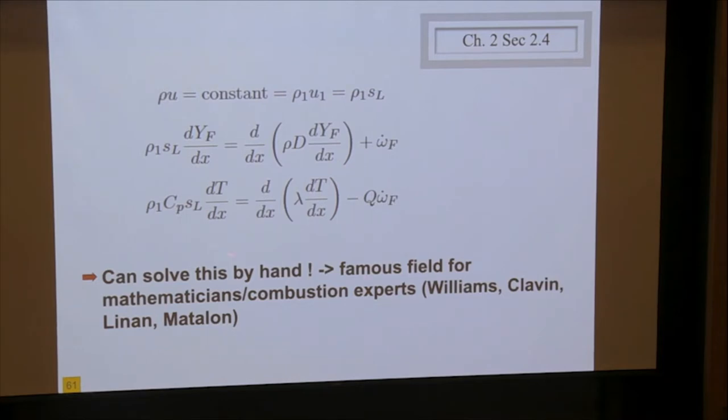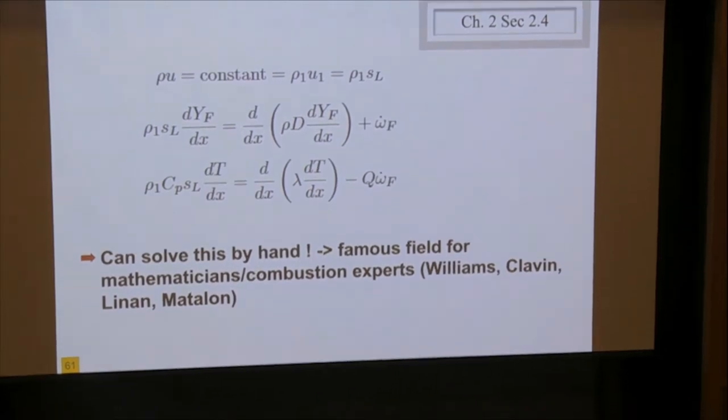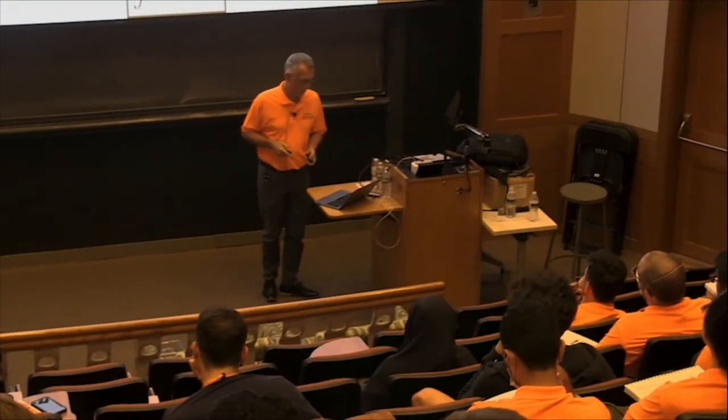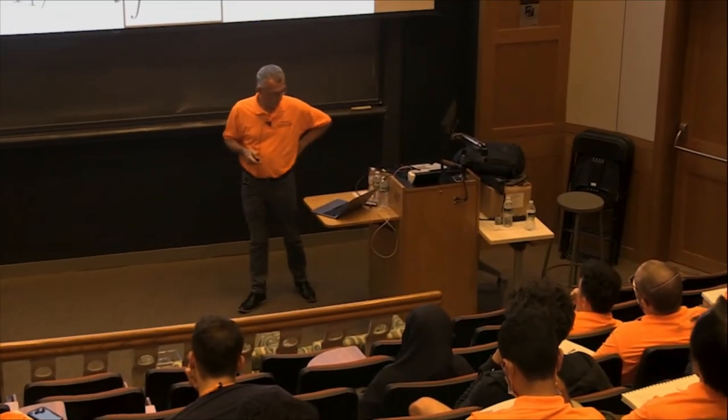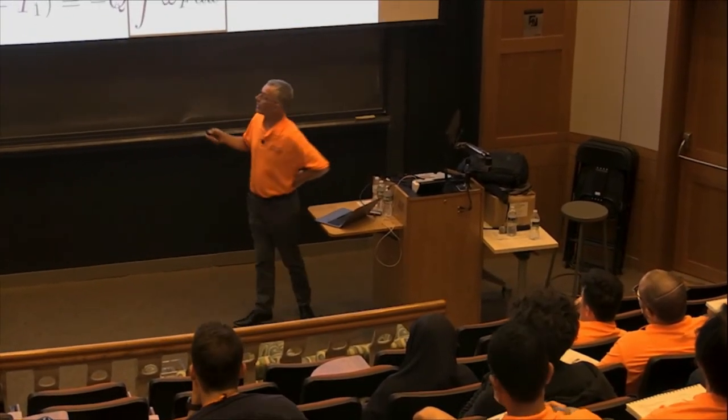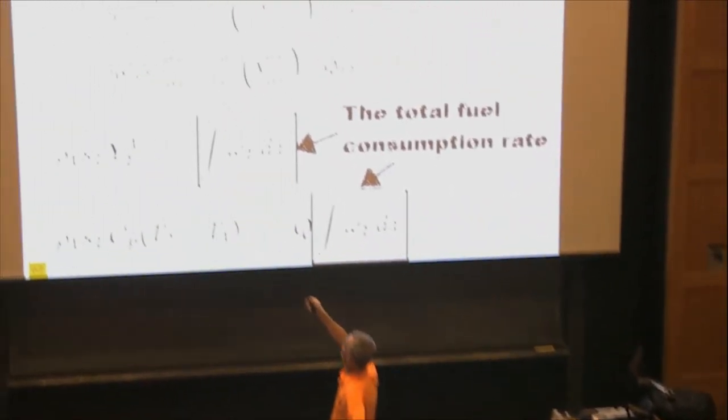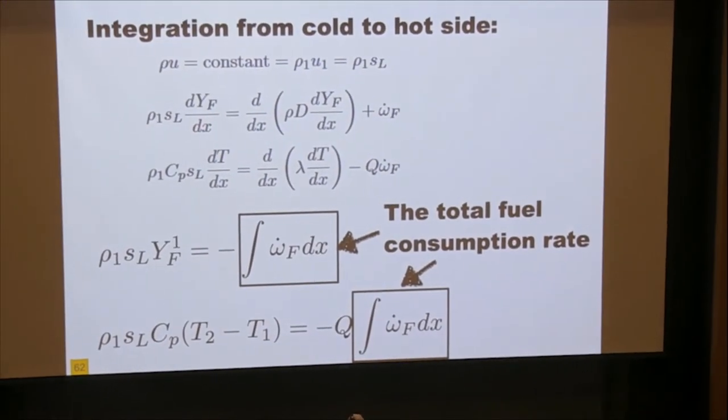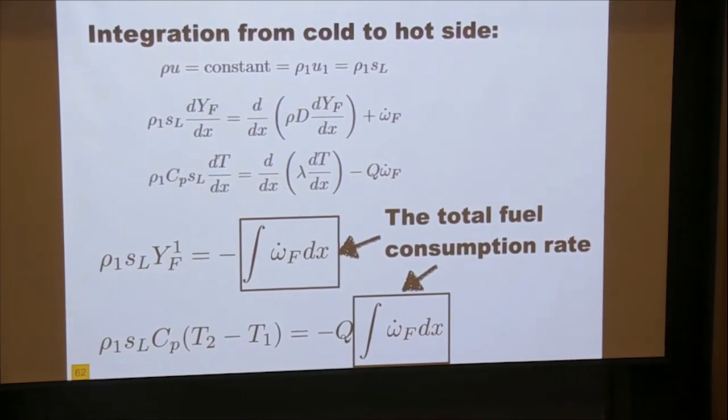When the theoreticians saw these equations, and you had a good example this morning, it makes them a little bit crazy. They start writing all kinds of big equations to try to solve that. I'm going to go faster to the solution, because you can do that using a few assumptions. The first thing I want to do here is to take these two equations and integrate them between one side of the flame front and the other side of the flame front.